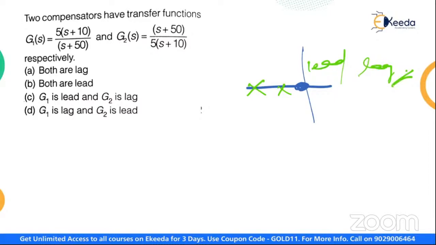So which is near? So on this one, the answer is option C. G1 is lead and G2 is lag, correct? Yes, sir. G1 is lead and G2 is lag. Now let us see one more question.